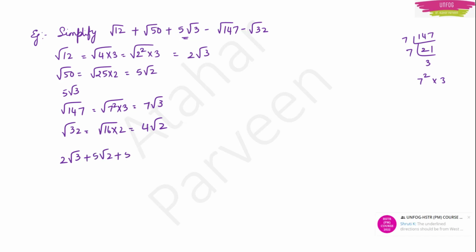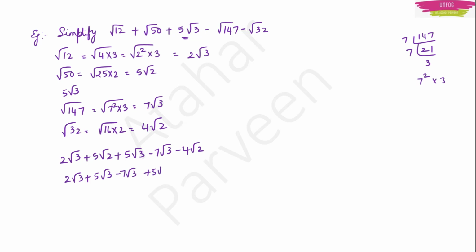5 root 3 as it is I will write. And for root of 147, I will write minus 7 root 3. And the square root of 32, I will write minus 4 root 2. Okay. Now I can group things, right? 2 root 3, I'll take root 3 one side because I want to take common, right? And minus 7 root 3. Then 5 root 2 minus 4 root 2.